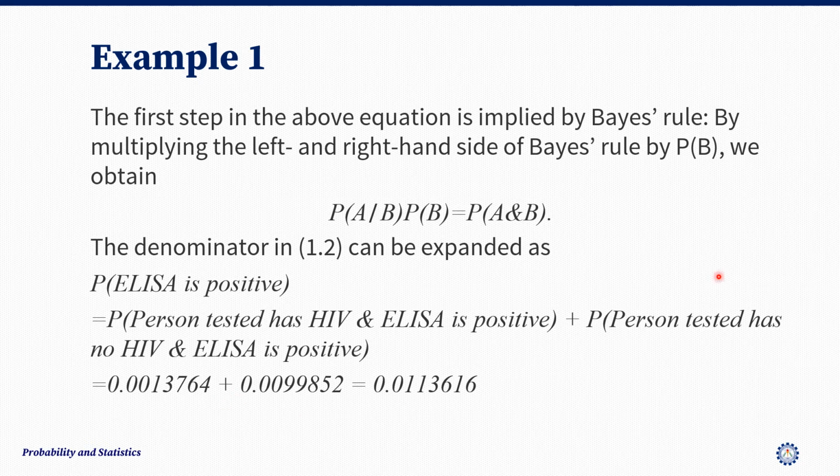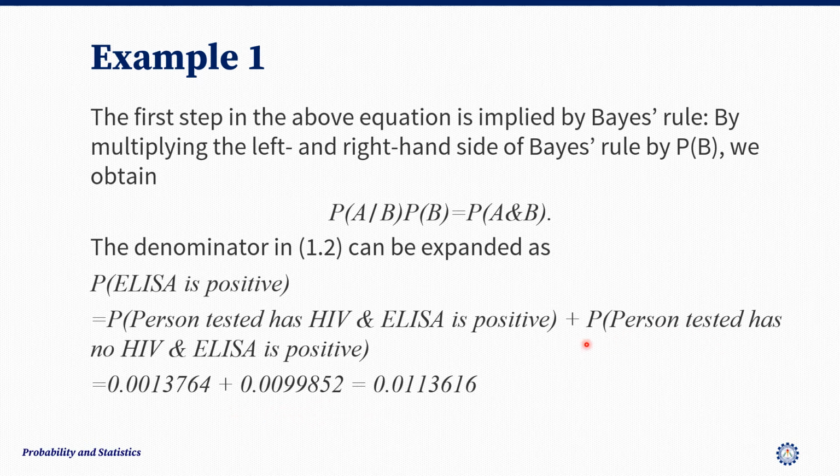So here we have another. The probability of person tested has no HIV and ELISA is positive, for now, we can say that it's 0.0099852, which if we add the two probabilities, we will get 0.0113616.